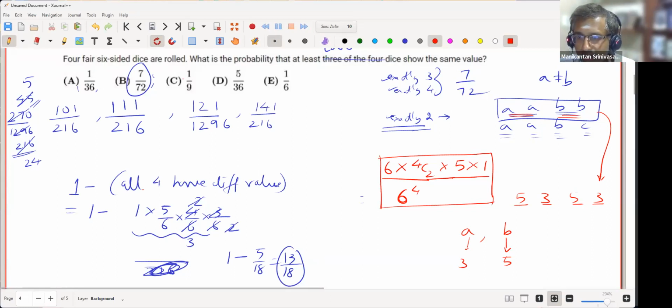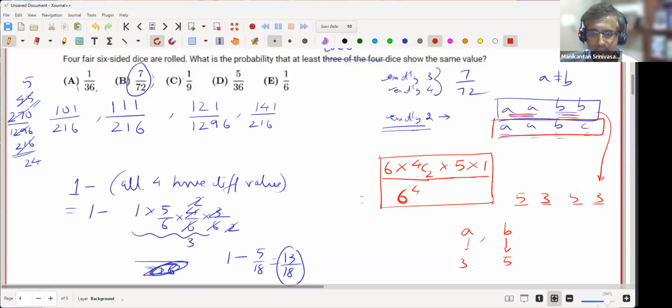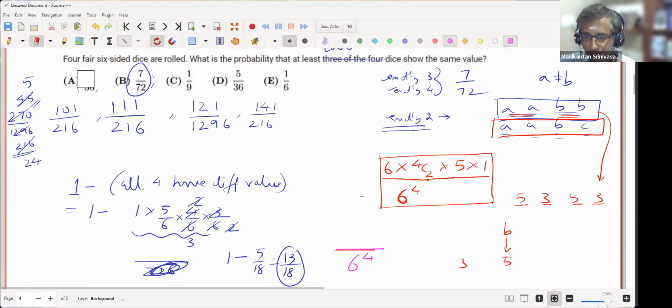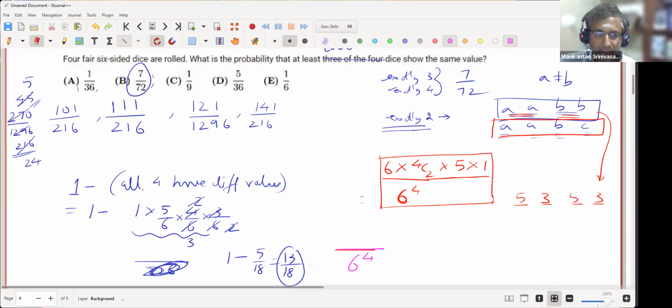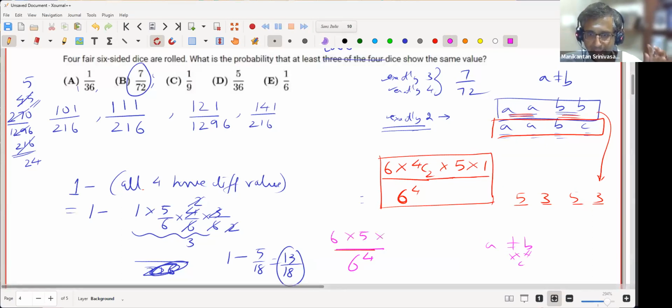Now let's do the same for AABC, right? So again, the total number of cases is 6 power 4. So first, let me select which are the 3 different values. I want an A, I want a B, and I want a C, which are all different, right? So I'll select my A and keep it. I'm not putting it anywhere. I'll select my B and keep it. I'll select my C and keep it. So I've only selected these 3 values right now.